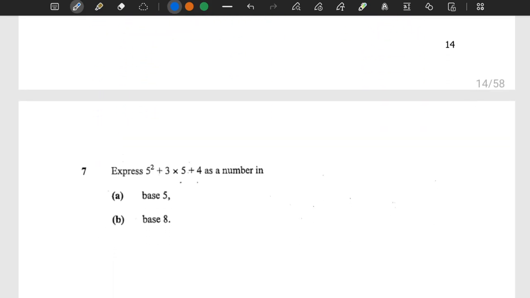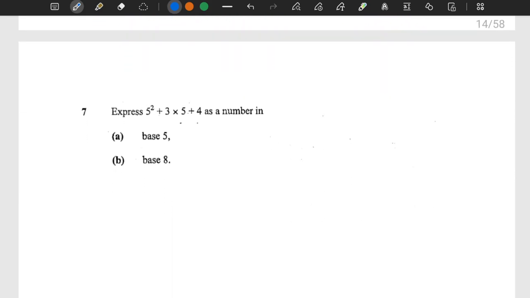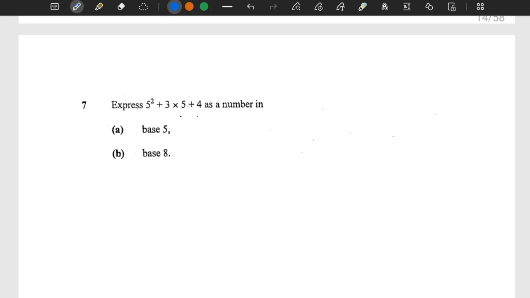Great. So that'll be A's share. Number 7 says, express 5 squared plus 3 times 5 plus 4 as a number in base 5. So in base 5, we just need to group things that have the powers of 5 to each other.